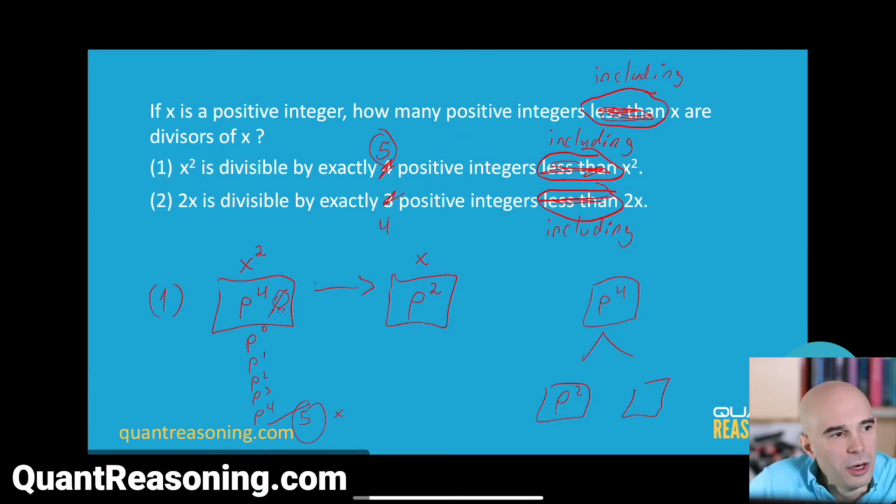So if we go back to the original question, after all that, our big inference for statement 1 was that the prime box of x squared has p to the power of 4, where p is some prime number, and therefore the prime box of x would be p squared. And if the prime box of x is p squared, then how many divisors does x have? 3. That's right. So can we answer the original question, which was how many positive integers less than x are divisors of x? There are exactly 2. So statement 1 is sufficient on its own, and we would eliminate BCE.